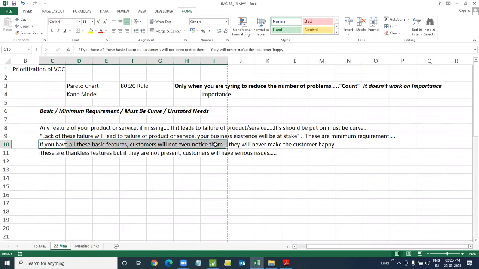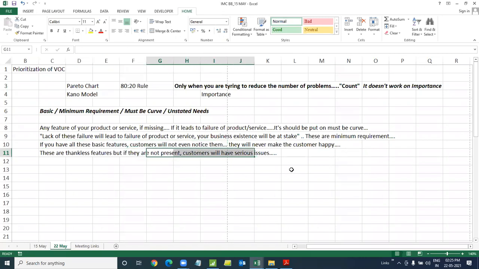Would you ever pick up your phone and say, receptionist, thanks, I've got a bed in this room? No, never. I would not do that. But when you check into a hotel and you don't see a bed, then you definitely have a serious problem. So having these features will never excite the customer, but not having them will seriously disappoint the customer. So these are your basic needs.